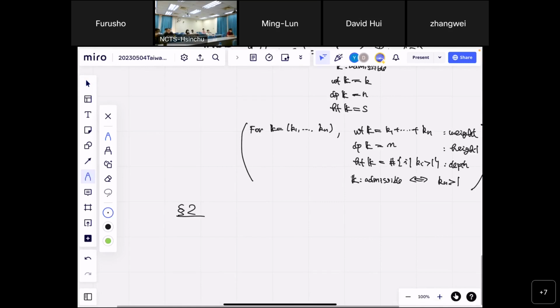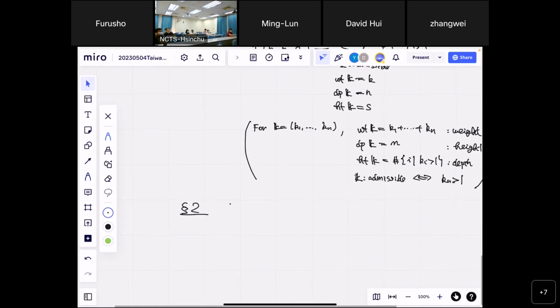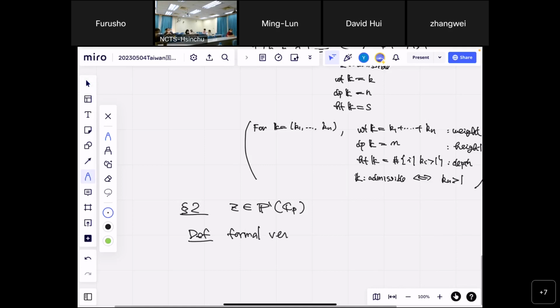I will go to the p-adic situation. Here, say, E is E1, E2. Here it is 0. So my definition of the p-adic hypergeometric function, or let's say it's a formal version. P-adic hypergeometric function is fine.